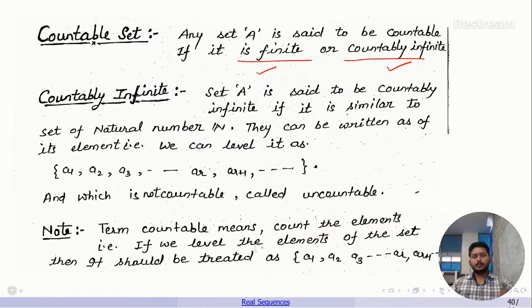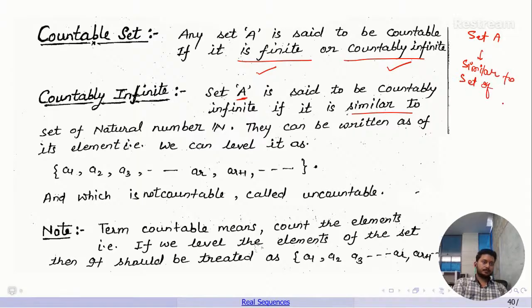Now, what is meant by countably infinite? Countably infinite is as follows: any set A is said to be countably infinite if it is similar to the set of natural numbers. It means it is similar to the set of natural numbers. Okay, so they can be written in this type of format.